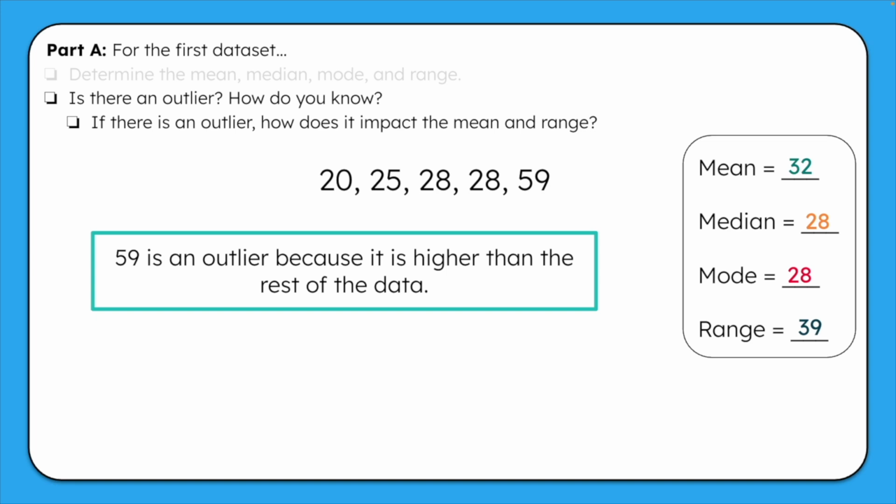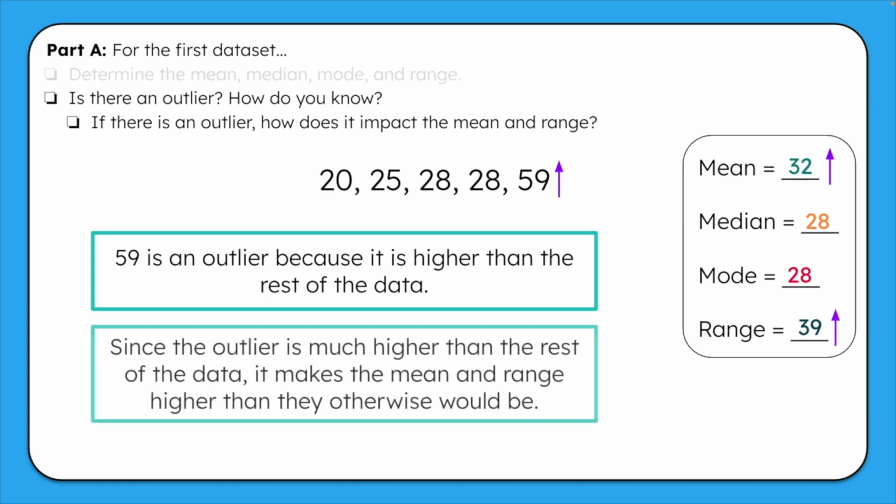Since there is an outlier, we need to determine how it impacts the mean and range. Because the outlier is much higher than the rest of the data, it makes the mean and range higher than they otherwise would be.